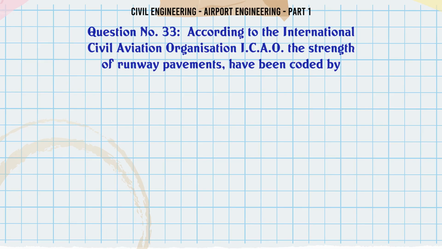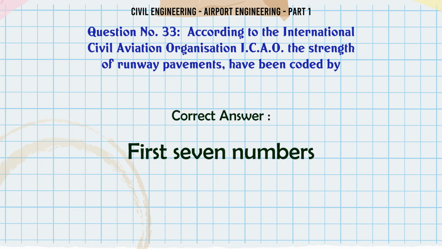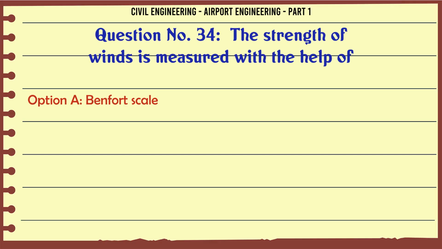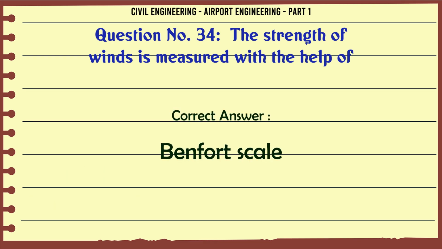According to the International Civil Aviation Organization, I.C.A.O., the strength of runway pavements have been coded by: A. 7 English alphabets, B. last 7 English alphabets, C. first 7 English alphabets, D. first 7 numbers. The correct answer is first 7 numbers. The strength of winds is measured with the help of: A. Beaufort scale, B. wind indicator, C. barometers, D. none of these. The correct answer is Beaufort scale.